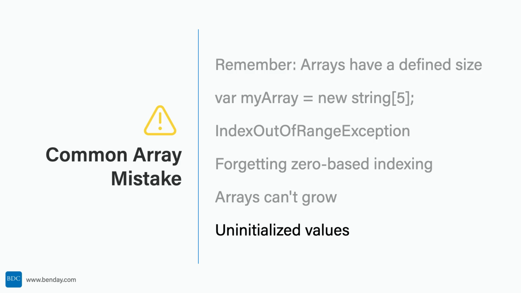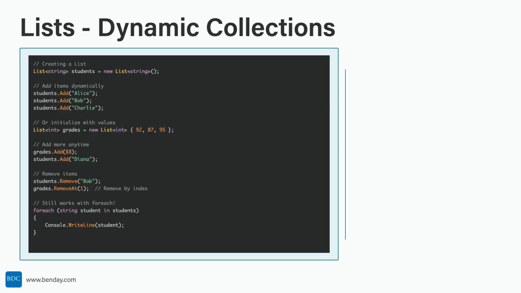Create an int array, but don't fill it. All the values start at 0. String array? They're all probably null. This can lead to surprises if you're not careful. Arrays are great for fixed size data, but what if you don't know how many items you'll have? That's where lists come in.